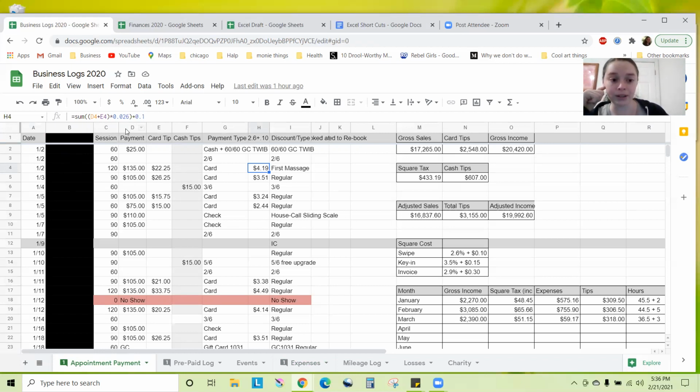And then you're going to do that times. So you're going to put the star, 0.026, which is 2.6%. And then you're going to close that parentheses and then put plus 0.1. And that's going to be the 10 cents. So it's right up here on that function line. You'll see that equation right there.